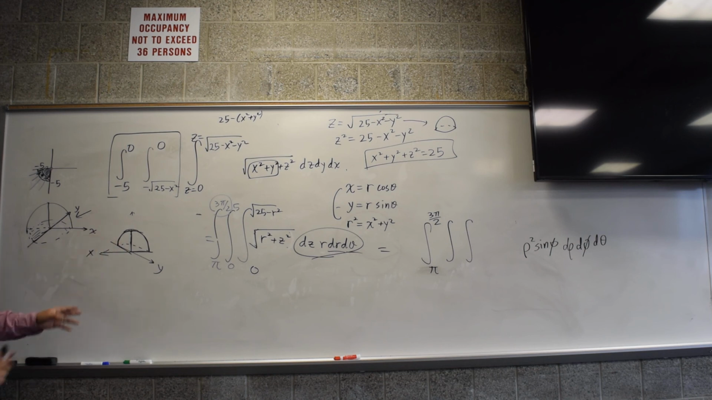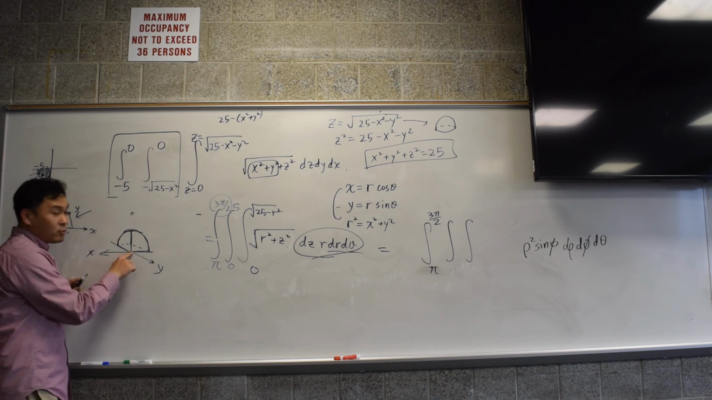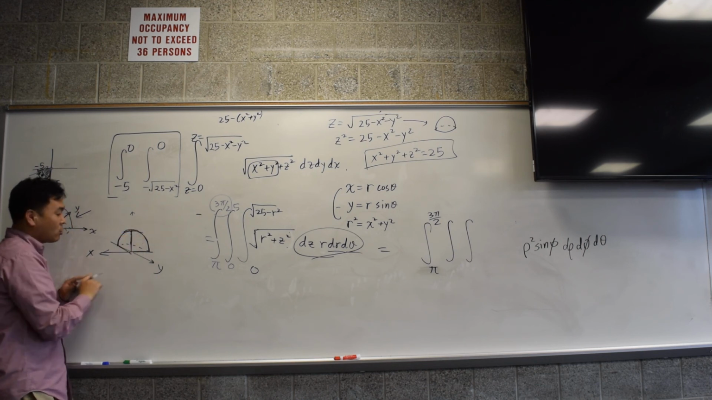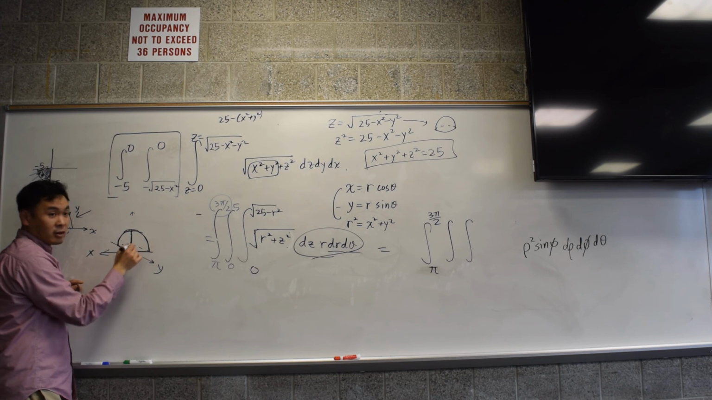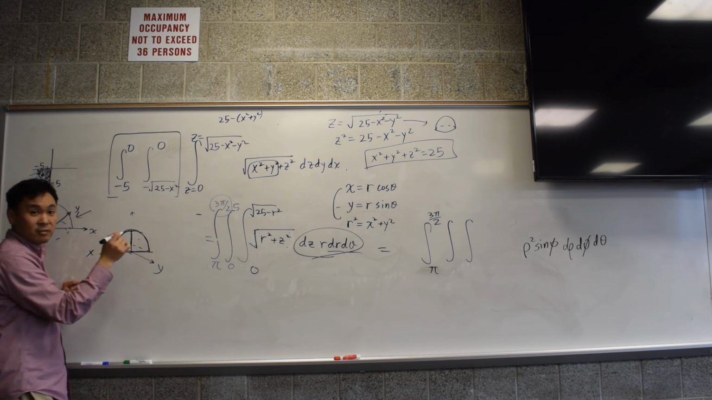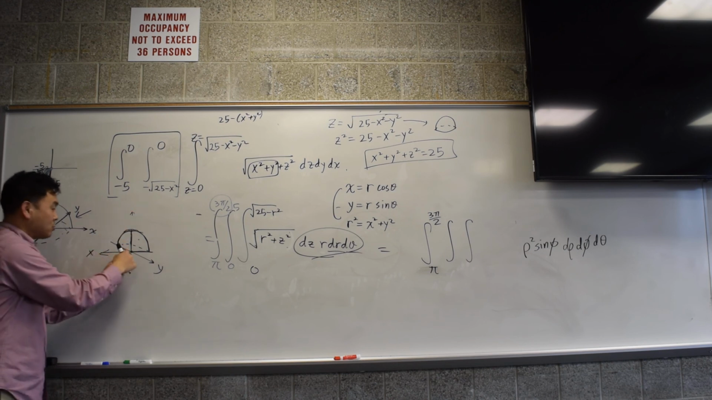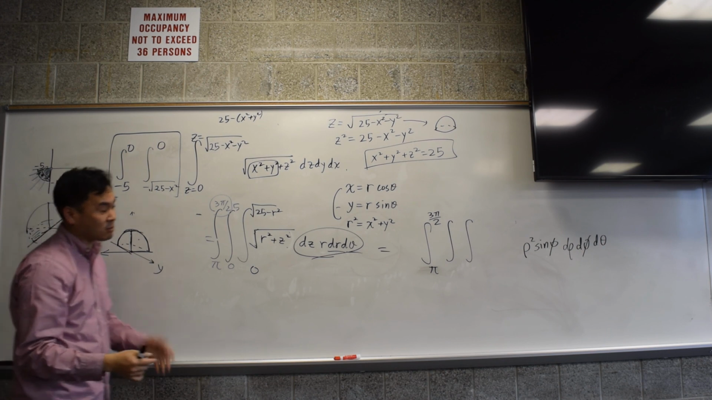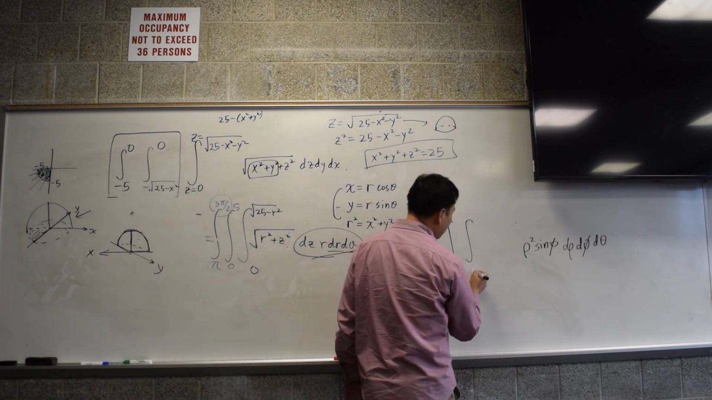Is that good? And then, if you start to fill this up using d rho, which is from the origin, rho would go from where to where? 0 up till 5. It will be extended until it hits the end of the sphere, and that length is 5 because that's the radius. So rho will go from 0 to 5.